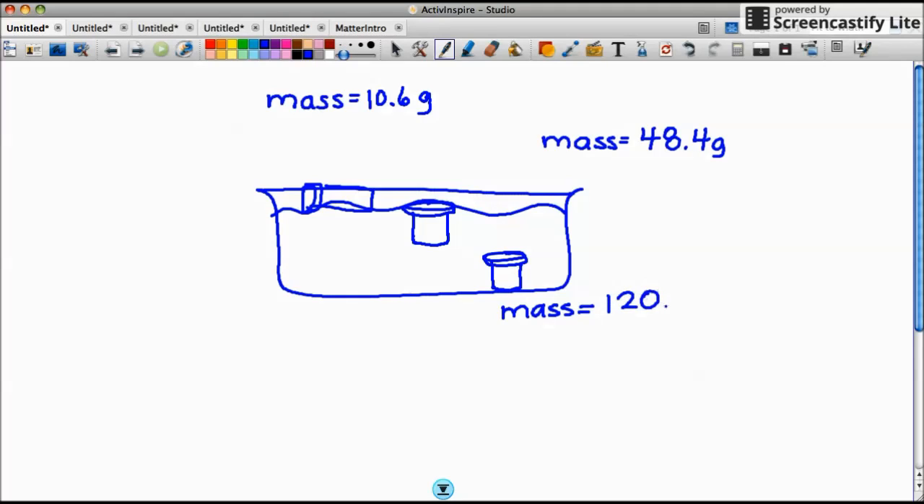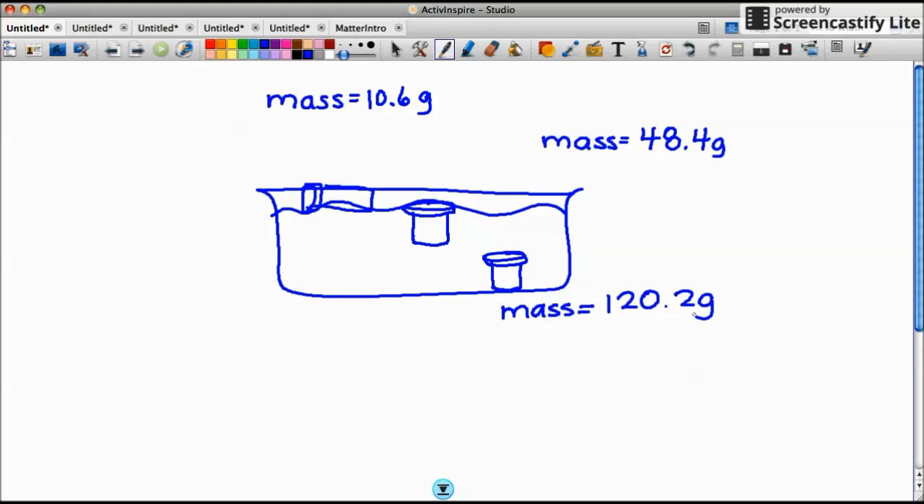120.2 grams. Now, what we're going to do is find the density of these three, because one of the things that we've learned already is that density can affect whether or not something floats or sinks. And remember we had clay before, and we messed around with our clay and we got it to float. What did we do to our clay to get it to float?